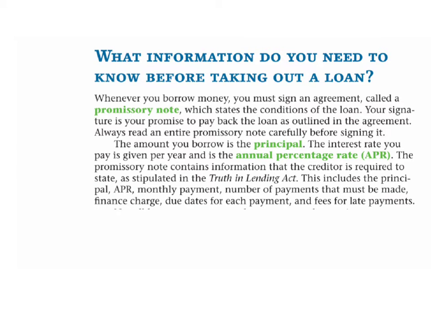Here's the first page of our reading. What information do you need to know before taking out a loan? I'd like to note that promissory note is defined. It's an agreement that you sign to borrow money. The amount you borrow is called the principal. The annual percentage rate, or APR, is also there. When you are done filling in your vocab and reading this paragraph, please hit play to proceed to the next slide.